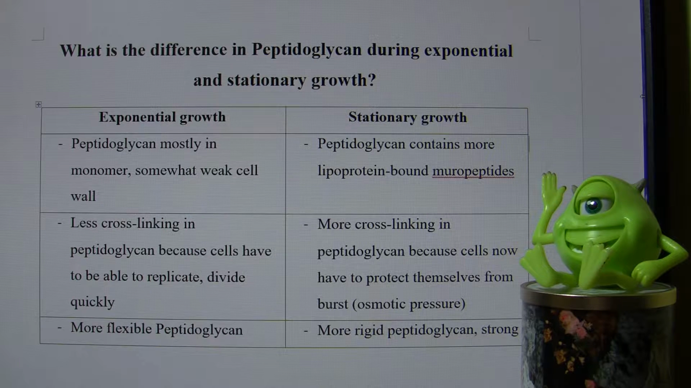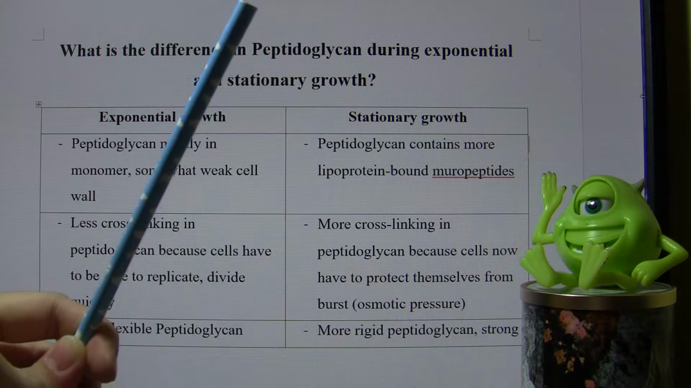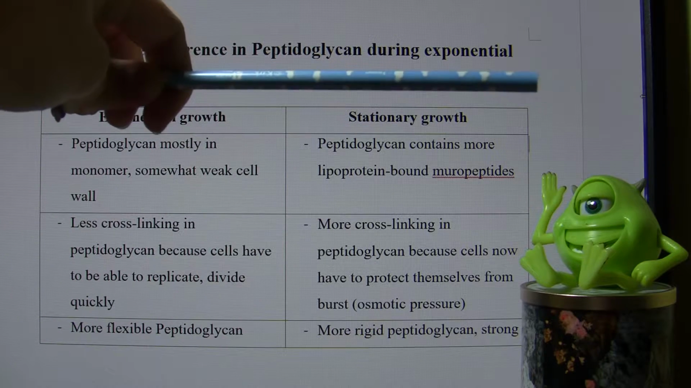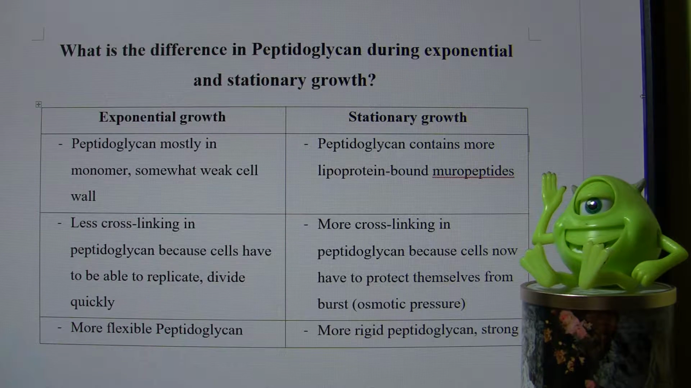So exponential growth and stationary growth, as you remember from basic microbiology, the growth curve for microorganisms would be here, and log phase would be your exponential growth, and suddenly they enter stationary growth. So in exponential growth, microorganisms have a lot of nutrients that they can use to populate, so really divide and colonize the area. So for them, it makes sense to have weaker peptidoglycan, which means that it's more flexible because they would contain more of the monomers.